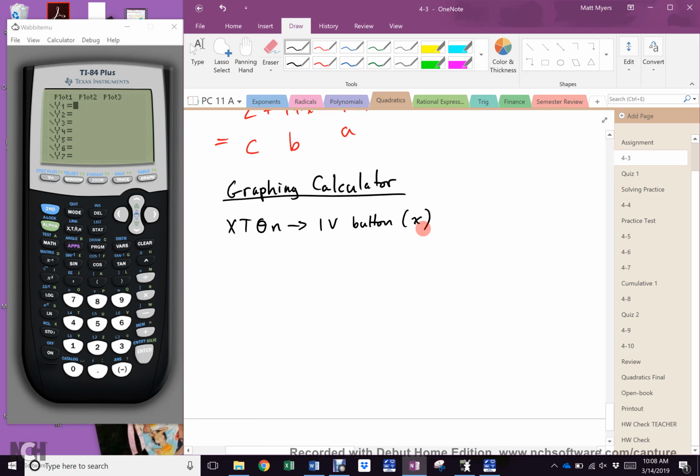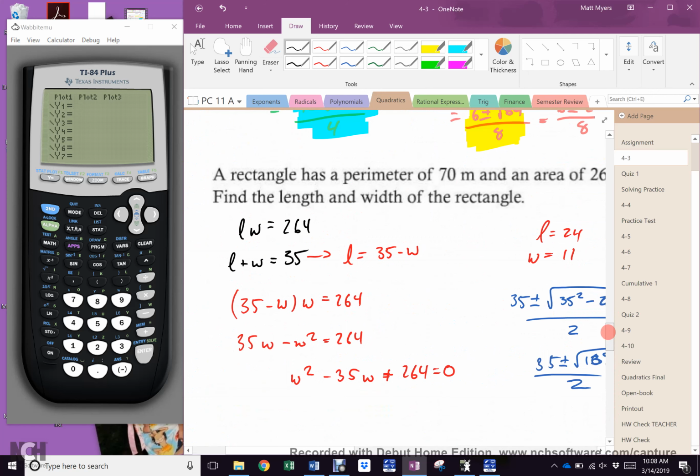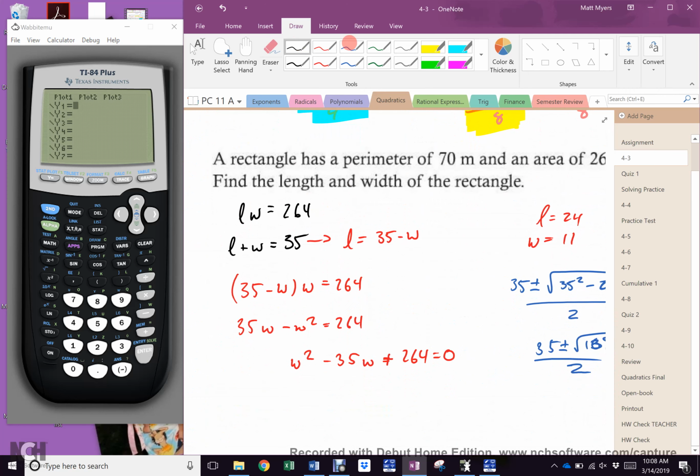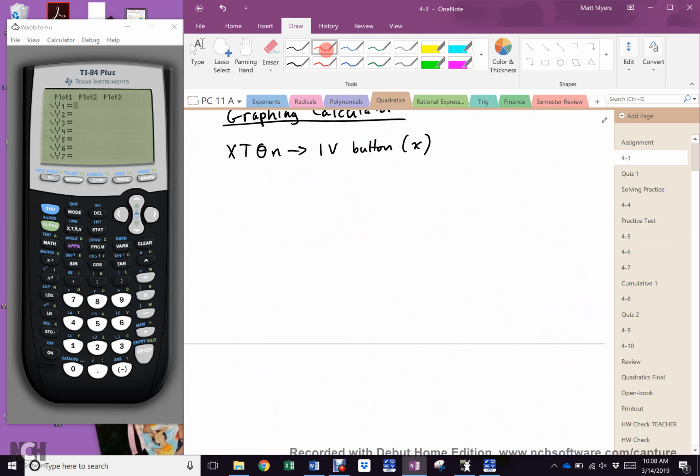Okay? So, let us go back to a question that worked out perfectly. Remember how this one gave us 24 and 11. Everybody remembers that, right? Okay. W squared minus 35W plus 264 equals 0. So, we've got W squared minus 35W plus 264 equals 0. Everybody cool?